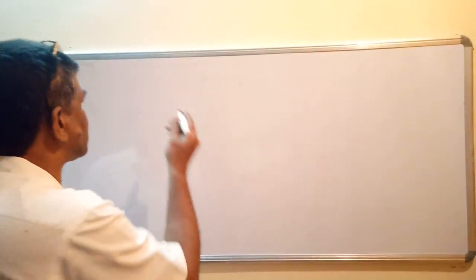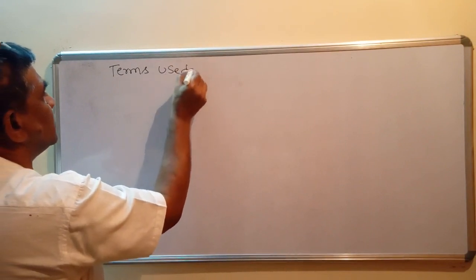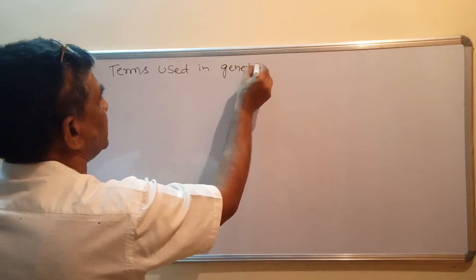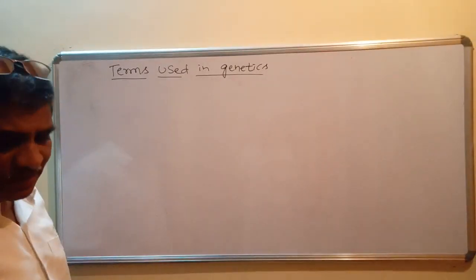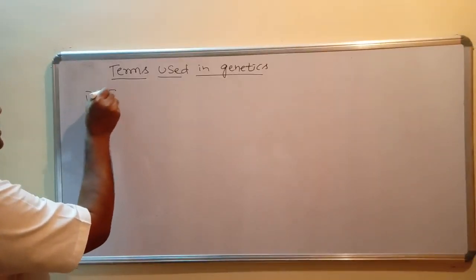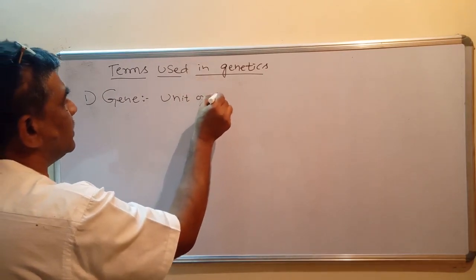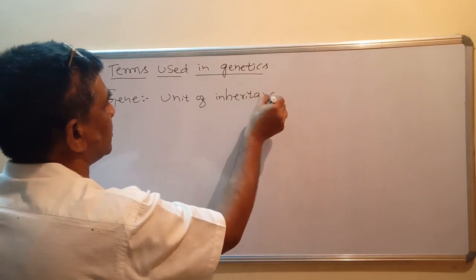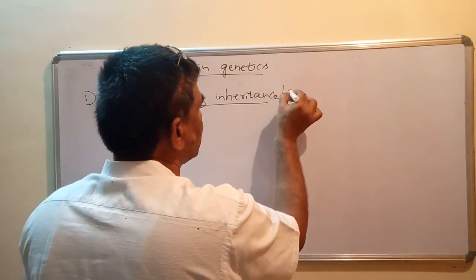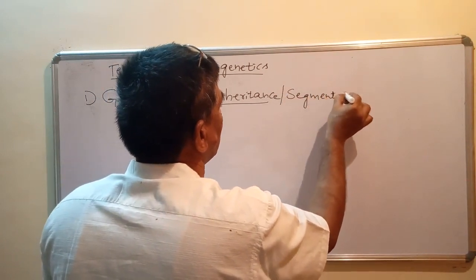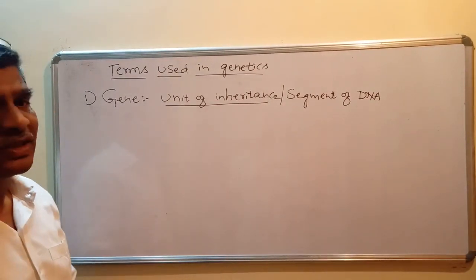Some of the very important terms used in genetics. Genetics is a branch of biology, so there are some specific terminologies which are used in genetics. The first one is gene. Gene is one of the units of inheritance, or unit of heredity. So like this you can define it. In simple language we can call it a segment of DNA, a part of the DNA which can control a particular characteristic. Therefore it is known as a unit of inheritance.